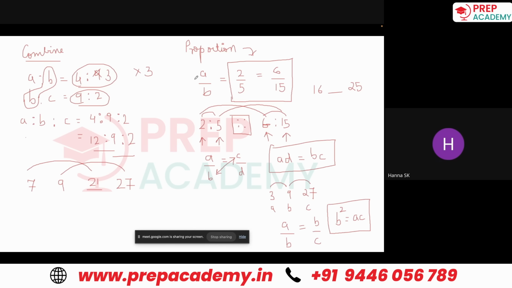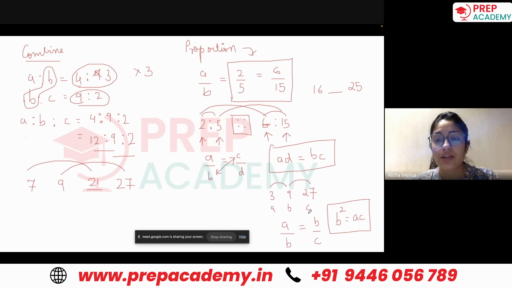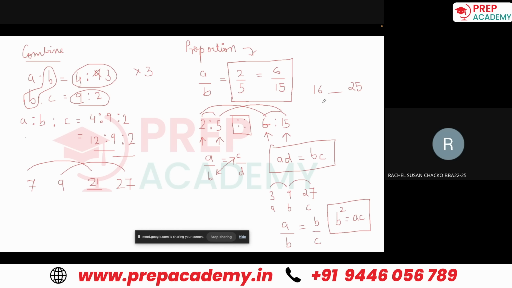Ma'am, can you repeat it once more? So I said for 3 numbers to be in proportion, when are 3 numbers said to be in proportion? Where the ratio of first and the second is equal to the ratio of second and third. Which means that your second number square, B square is equal to AC. So B is called the mean proportion of A and C. Got it. Is it 20?